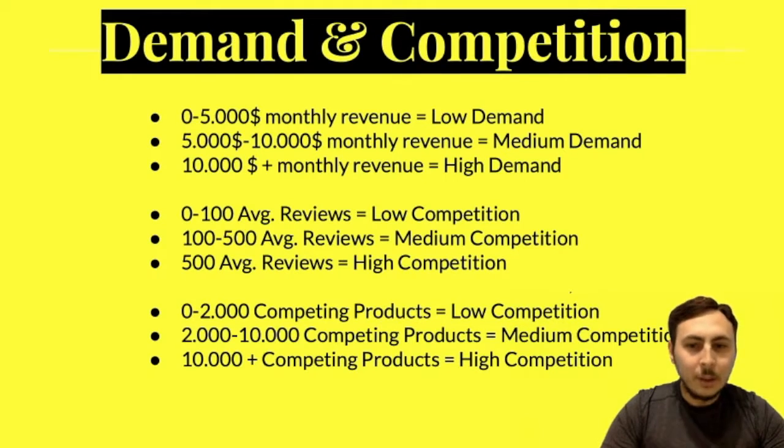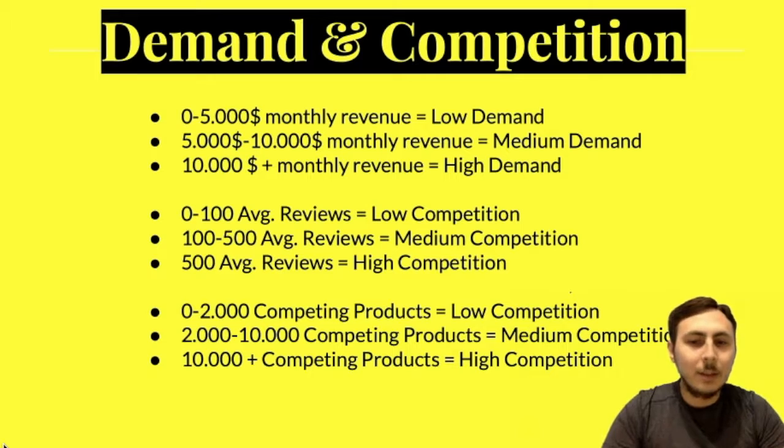We will learn competition and demand from the product's main keyword's first page. If in the first page, average monthly revenue of products is under 5,000, it means low demand. 5,000 to 10,000 means medium demand. Over 10,000 means high demand. If you are a new seller, I highly recommend medium demand products as best for you. After some experience with your first product, you can look at high demand products.